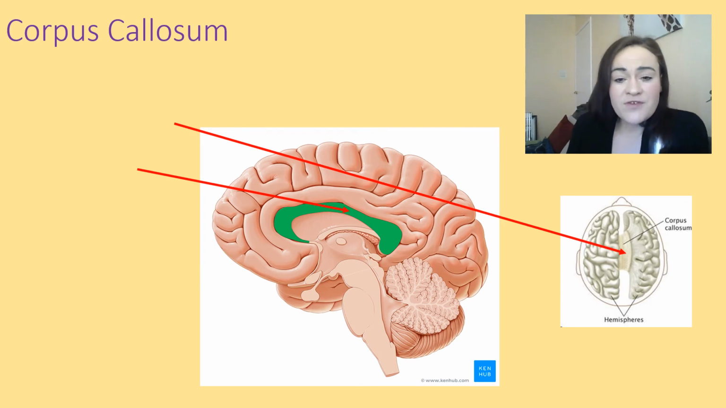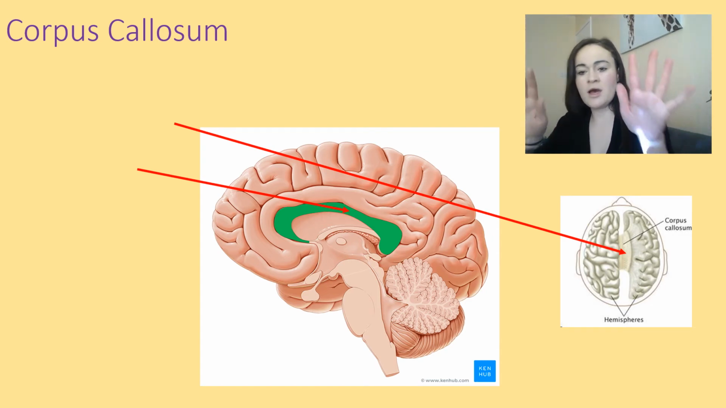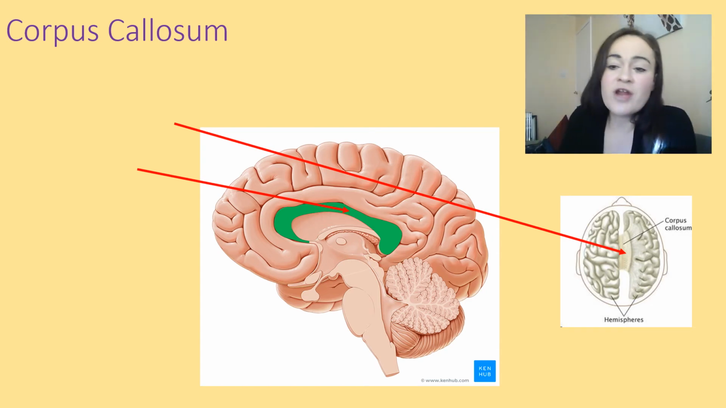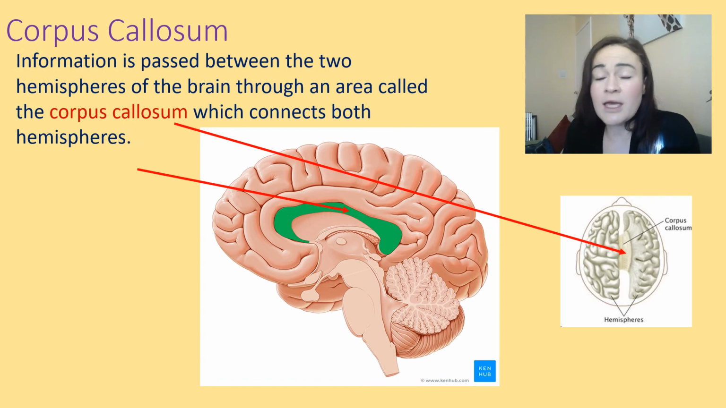Now, these hemispheres are joined together, although they're two separate entities. There is actually something called the corpus callosum, which joins these together. So information can get passed from one hemisphere to the other.